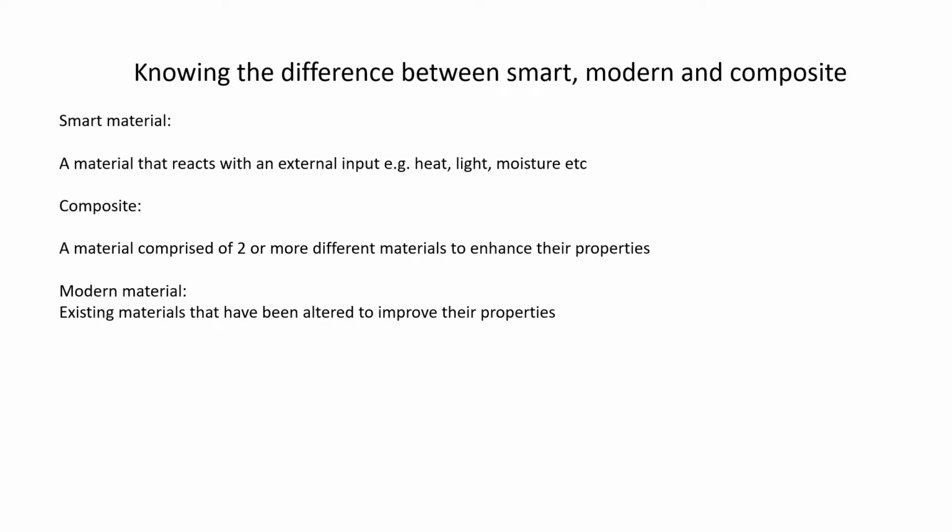Before we get going, I just want to make sure you can identify the difference between smart materials, composites, and modern materials. A smart material is a material that reacts to an external input, so a material that reacts to heat, or light, or moisture, or sound. A composite is a material that comprises two or more different materials joined together to enhance their properties. And a modern material is a material that already existed that's been altered to improve its properties in some way.